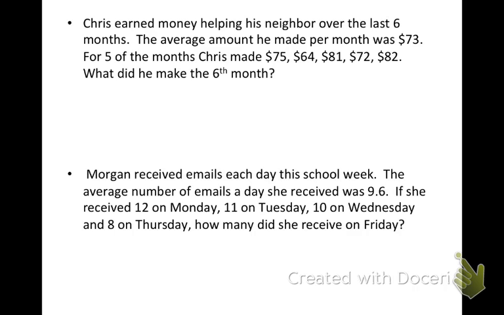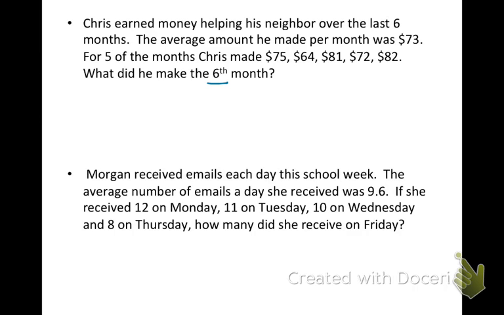Chris earned money helping his neighbor over the last 6 months. The average amount that he made per month was $73. For 5 of the months, Chris made these amounts: $75, $64, $81, $72, and $82. What did he make the 6th month?